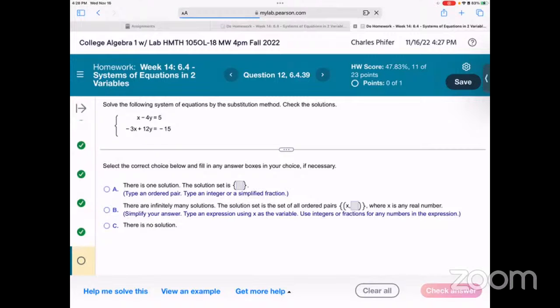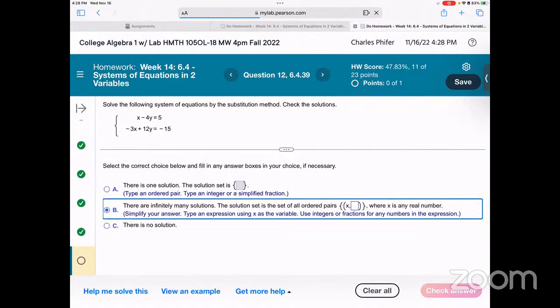Notice that if we multiply equation 1 by -3, we get our -3x, our positive 12y, and our -15. So that means equation 2 is a multiple of equation 1. So that means that there are infinitely many solutions.